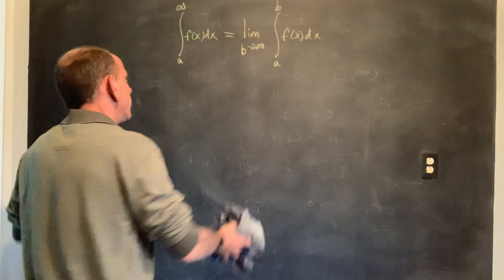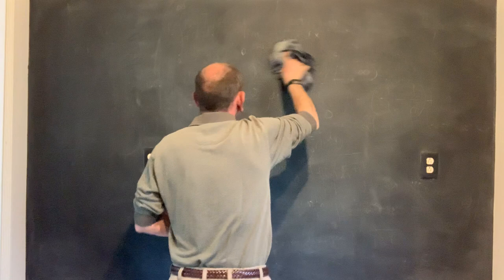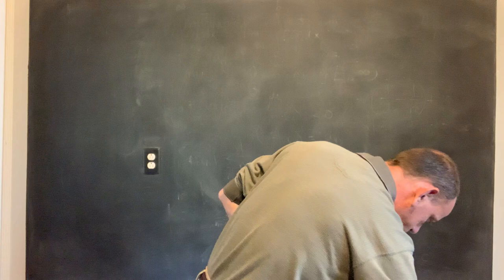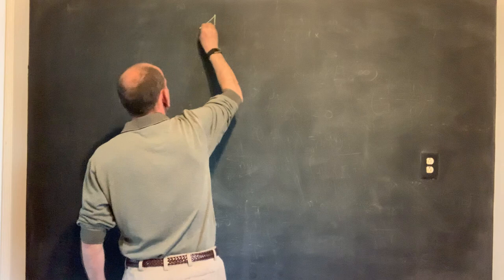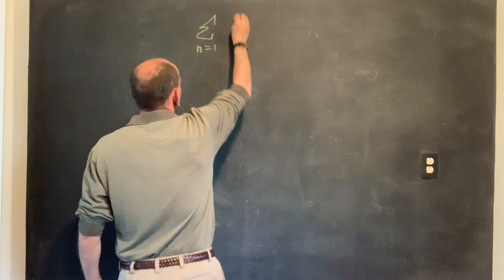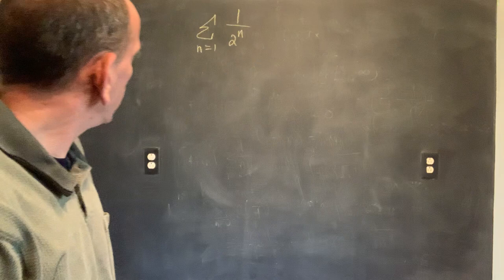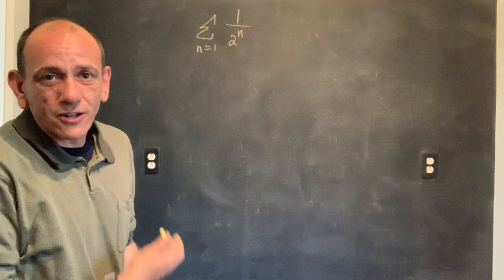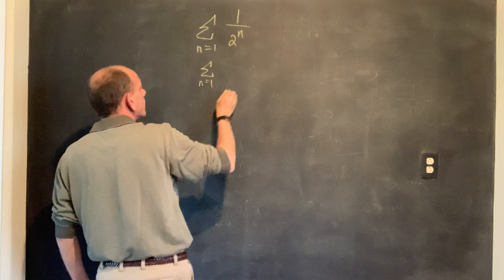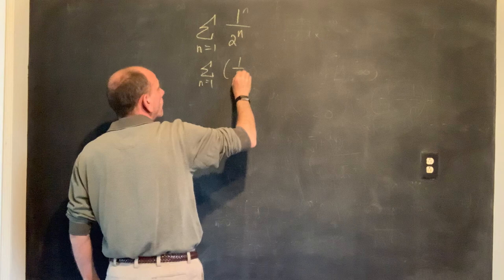All right. So let's look at, say, the series from n equals 1 of 1 over 2 to the n. Really, I could restructure this without doing any work. This is still 1 to the n, right? So one half to the n.